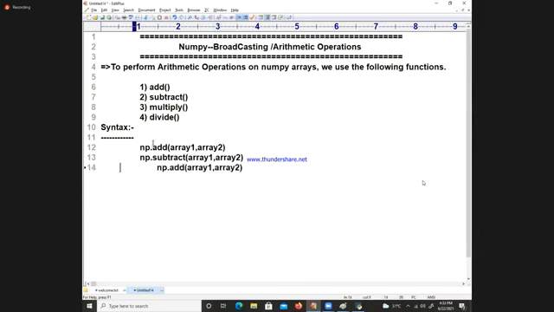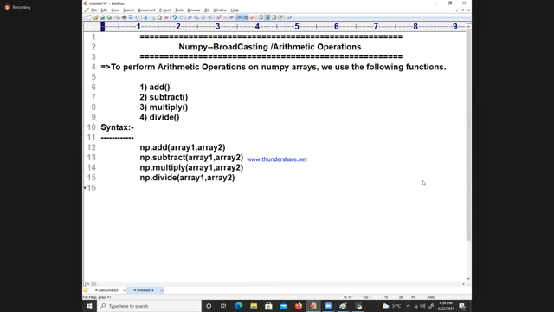Next I will write np.multiply, and it is very easy, today's class is not at all difficult. Then I am taking np.divide. So there I am taking np.divide. So how to take the divide of this?